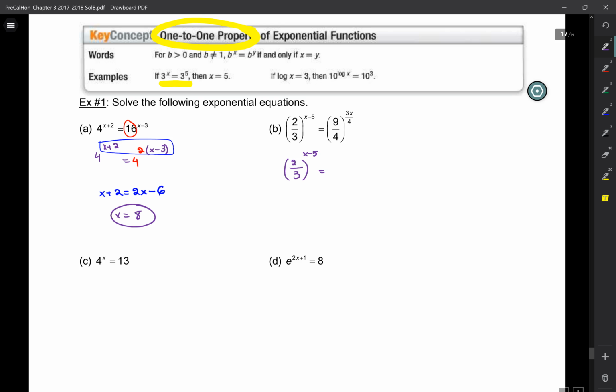Now the next one. On the one hand, I have 2 over 3 to the power of x minus 5, equal to, how can I write 9 over 4 in terms of 2 over 3? Negative 2, correct? Because not only do I have to square it, I also have to take the reciprocal. So the 2 squares it, the negative takes the reciprocal, times 3x over 4. So then I'm going to set x minus 5 equal to negative 2 times 3x over 4.